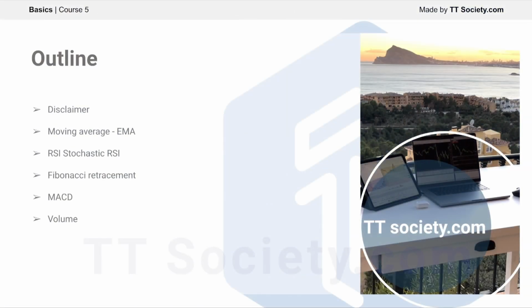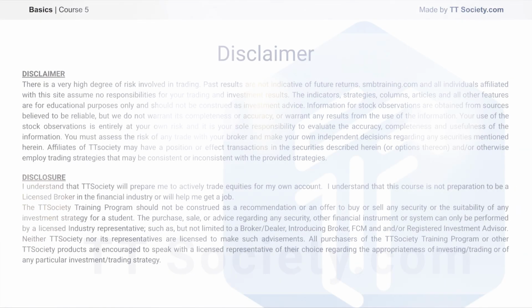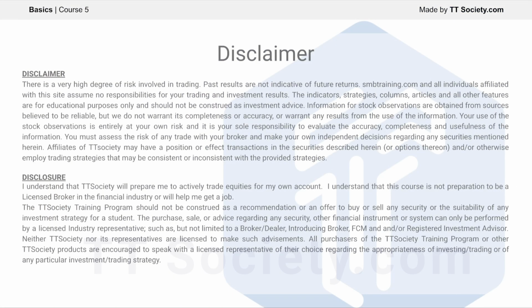Outline. Little disclaimer, moving averages, the EMA, RSIs, fib retracements, MACDs, and volume. Little disclaimer: be careful when trading with actual live funds. Trading is highly risky.